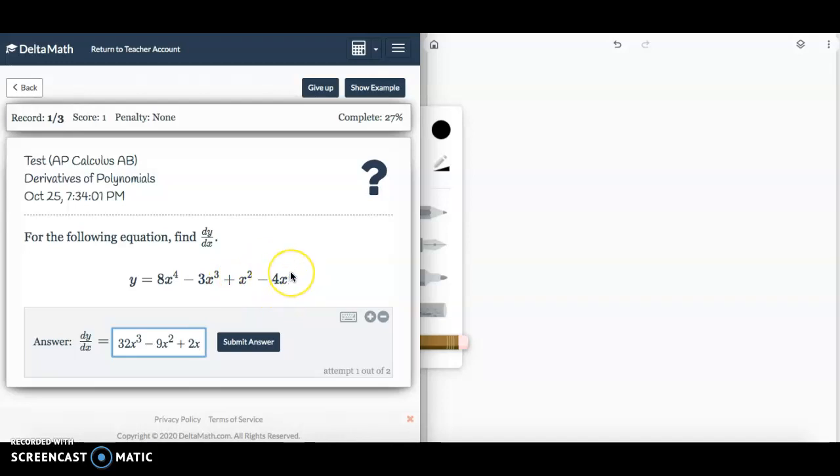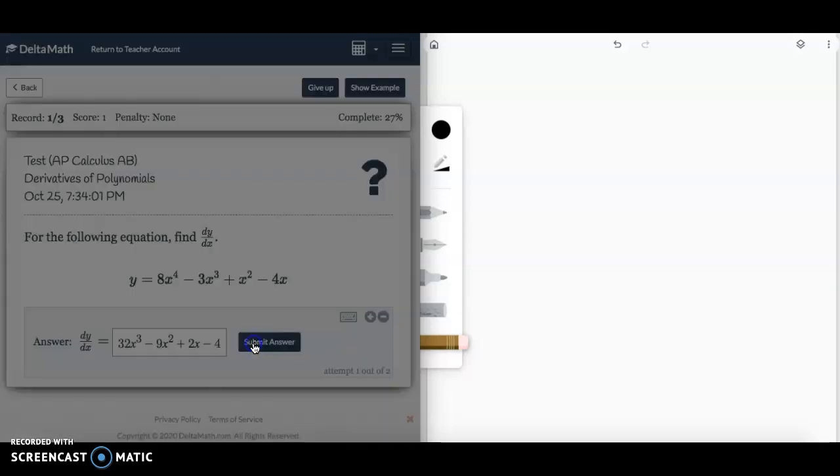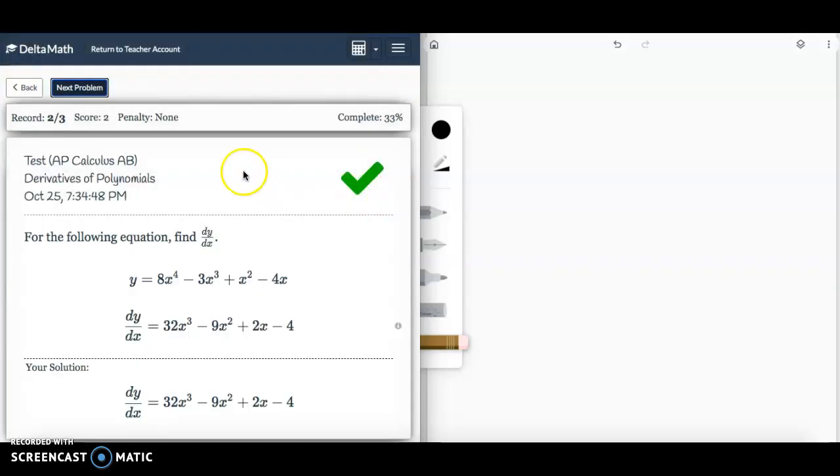Derivative of -4x is just -4, because I bring down that exponent, which is 1, multiplied by -4, which is just -4, and then subtract 1 from my exponent, so I get x to the 0 power, which is just the number 1. Cool. So those are how those problems kind of go.